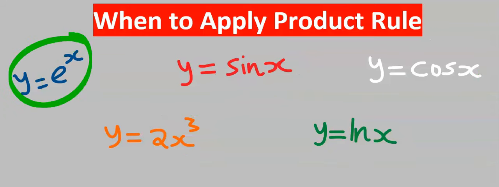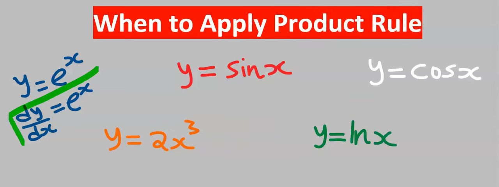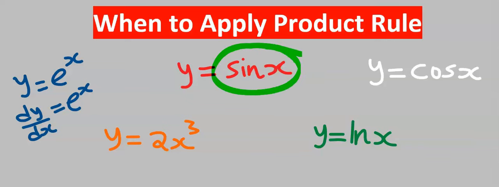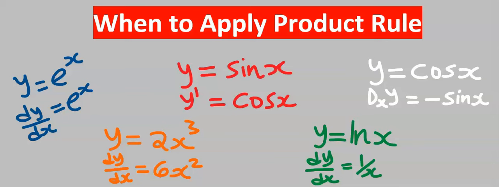Let's differentiate exponential x. From the basic derivative table, if you differentiate exponential x, you are going to get exponential x. Hence, the derivative of exponential x is exponential x. Next, let's differentiate sine x. From the basic derivative table, when you differentiate sine x, you are going to get cos x. Hence, the derivative of sine x is cos x.